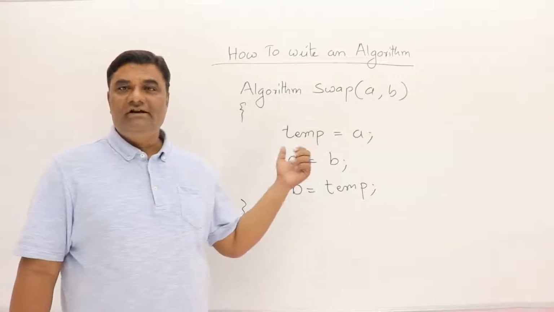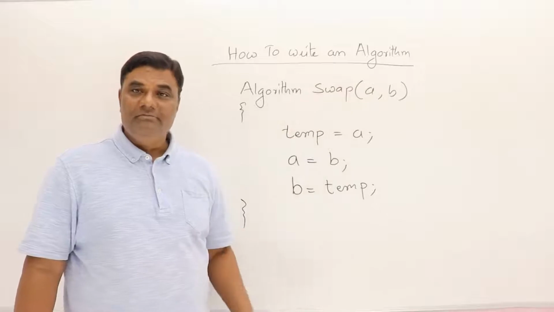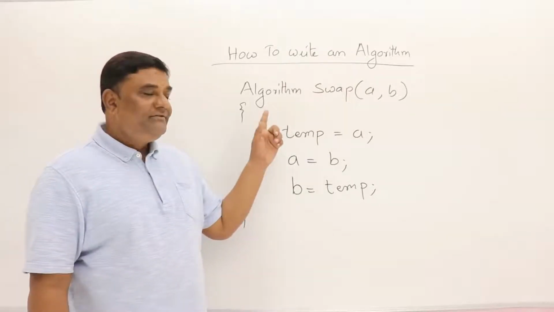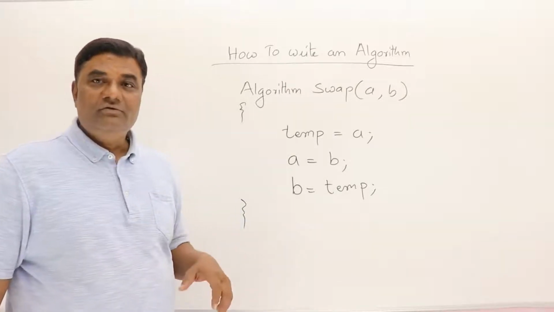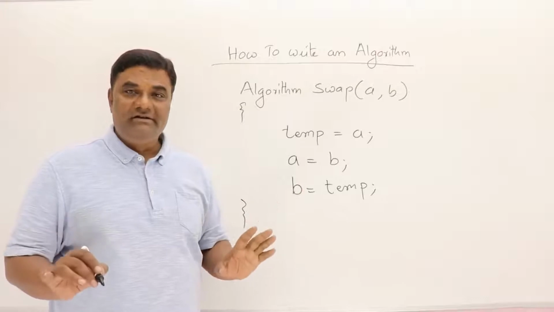Next, let us see how to write an algorithm. Here I have already written one algorithm for swapping two numbers or two elements. I have used C language-like syntax only. The only thing I have done is write "algorithm" here to show that I am writing an algorithm.